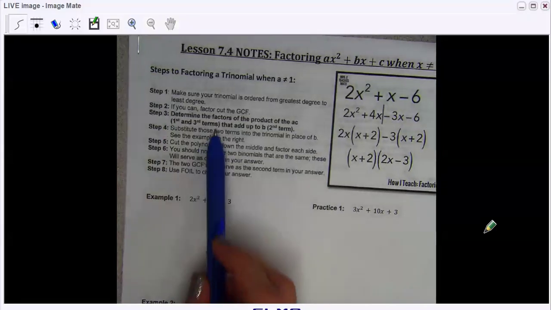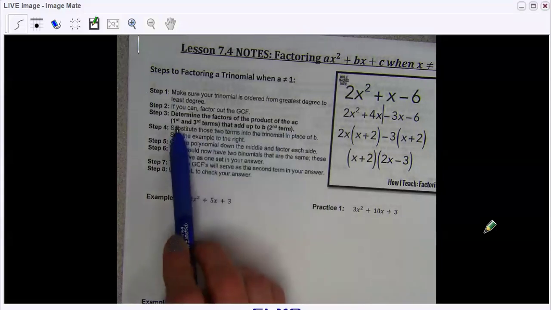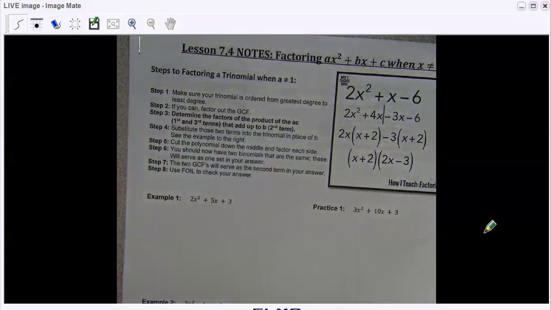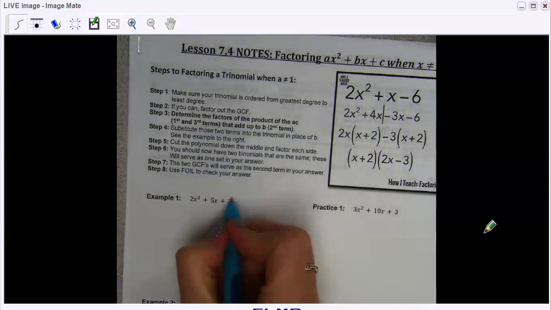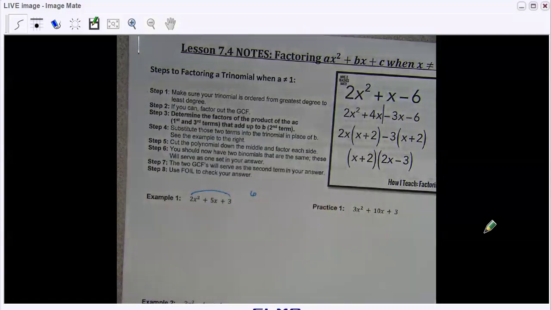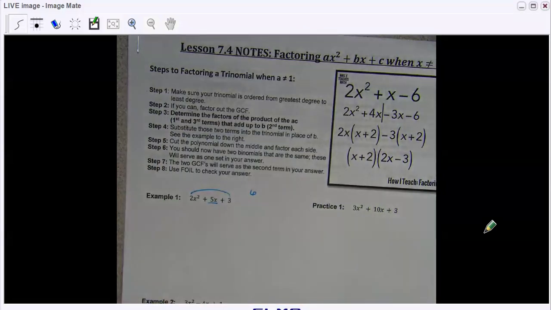Step 3, you're determining the factors of the product of the A and C, which is your first and third term, that add up to the second term. And what that means is you are taking 3 times 2, which is 6, and you're finding factors of 6 that add up to 5. The only thing that's new is that instead of just looking at the third term, you're looking at both the first and the third term, okay?